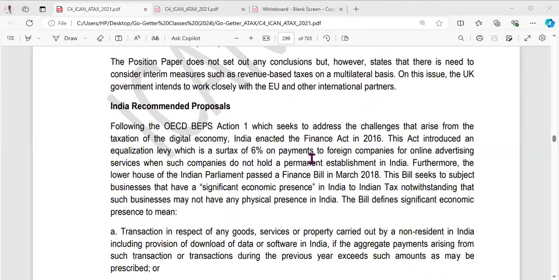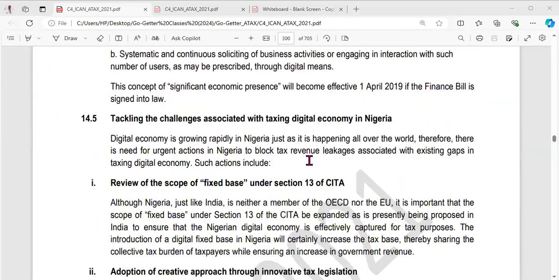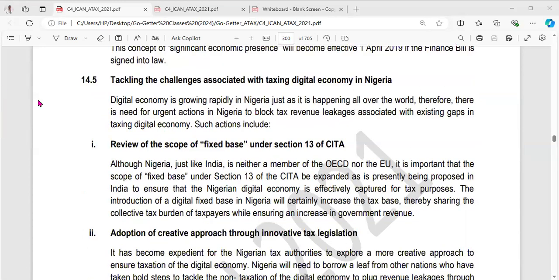We also have the Indian recommendation, and let's go now to tackling the challenges associated with taxing the digital economy in Nigeria, which is most important for your exams. The digital economy, as we said, is growing in Nigeria as it is happening in the world, even though the growth in Nigeria is not as rapid as the world. But we can see a marked difference in the sense that in Nigeria, this is called the digital age. Even a small child today knows how to use the digital world. All right.